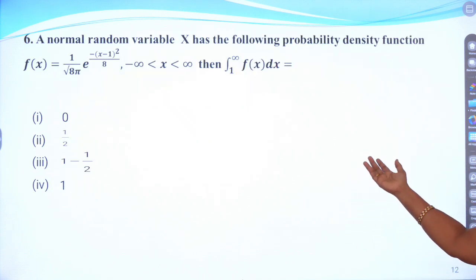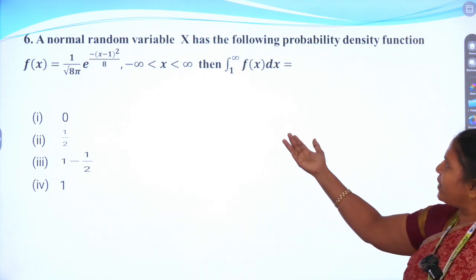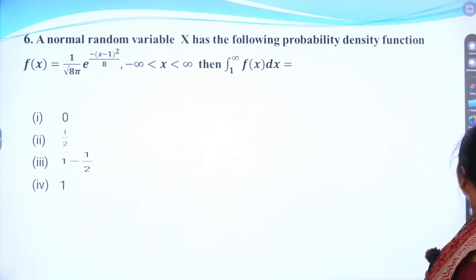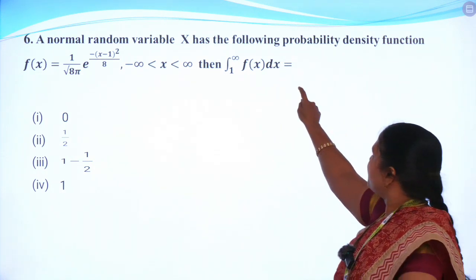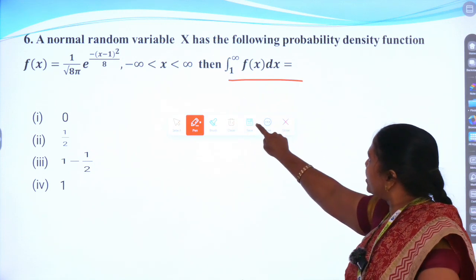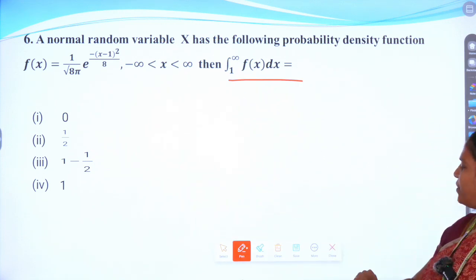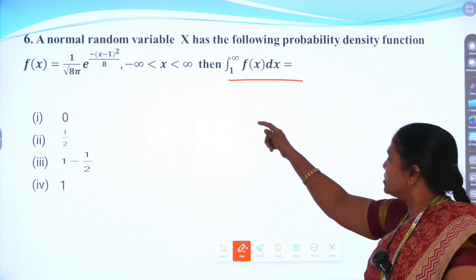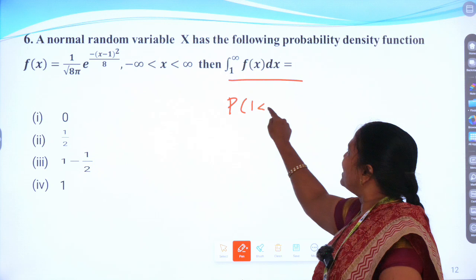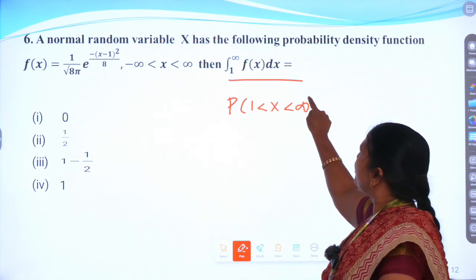So this is also an important problem. What is given here is the integral of 1 to infinity f of x dx. We are going to find the value for this. So this is nothing but the probability of 1 less than x less than infinity.